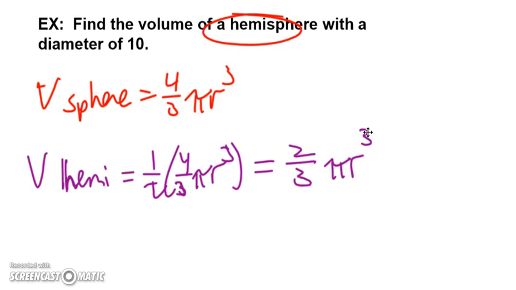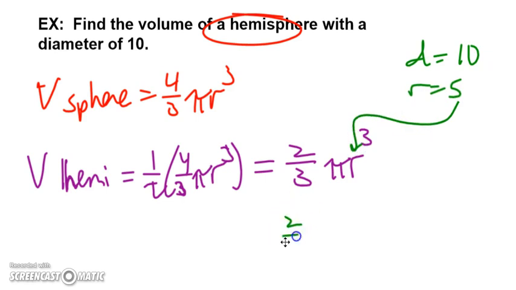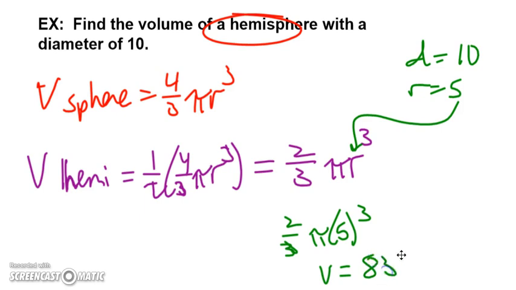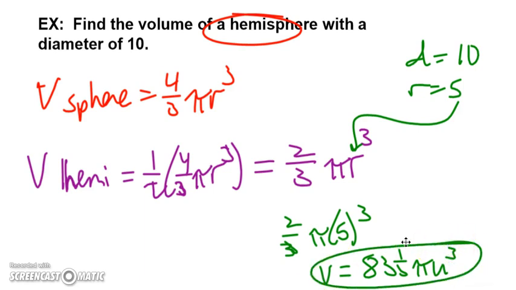And so in this last one, when we have a diameter of 10, that leaves us with a radius of 5, we just plug in our 5. And we find that the volume is 83 1/3 pi units to the third power.